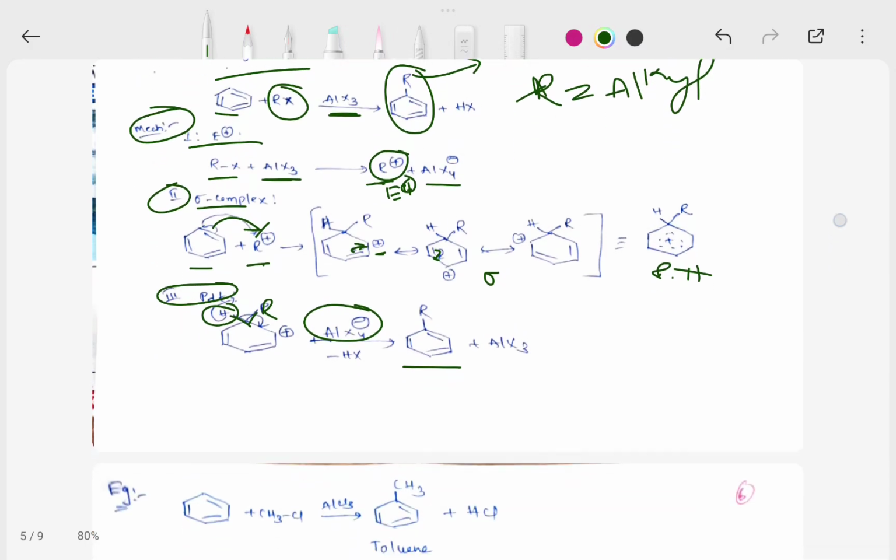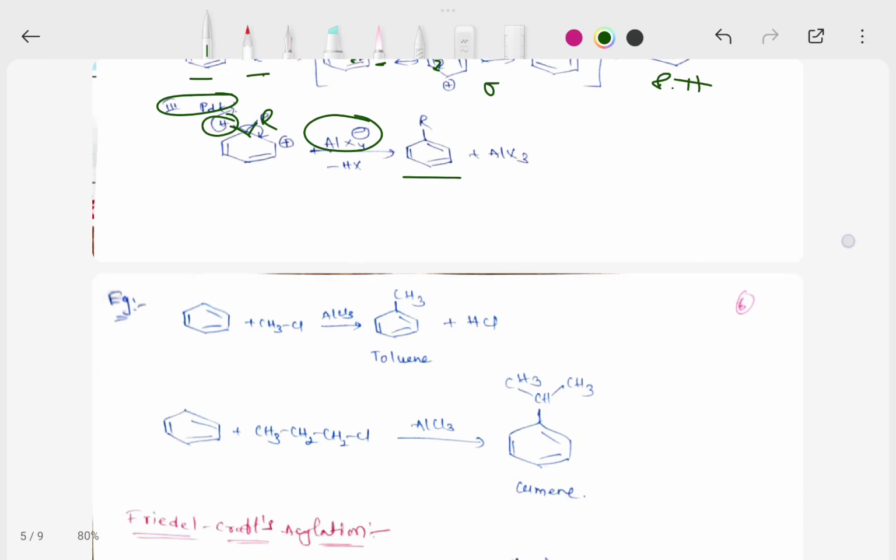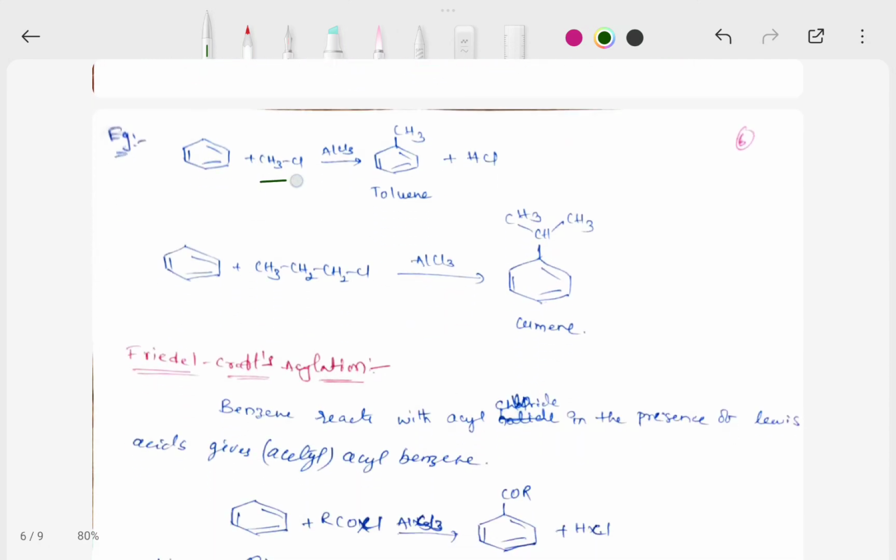For example, you can take methyl chloride, you will get toluene. For example, you can take propyl chloride, cumene, isopropyl benzene, is the product. Here, R is an alkyl group. You can take any alkyl halides.